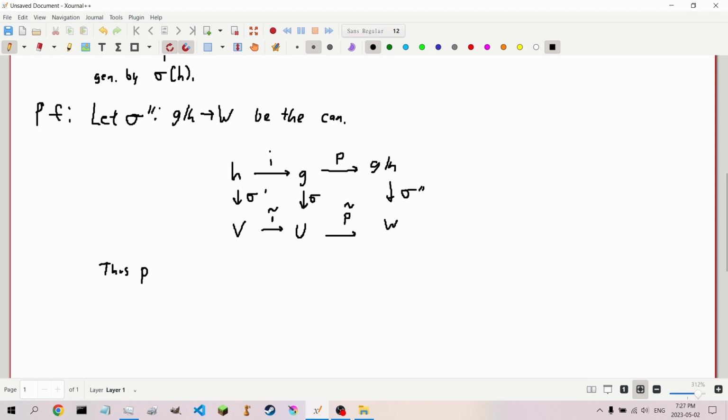Thus, P tilde is 0 on sigma of H, since if you have elements from H inside of G here, it's going to map to 0 under the quotient, which is then going to map to 0 by sigma double prime, and that has to agree with sigma prime P tilde, so wherever it ends up has to go to 0.